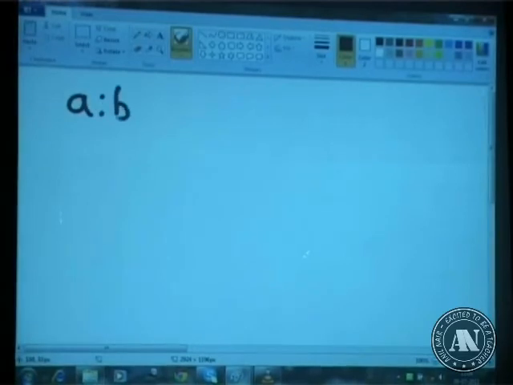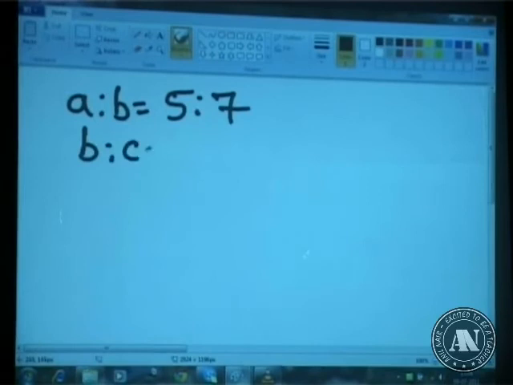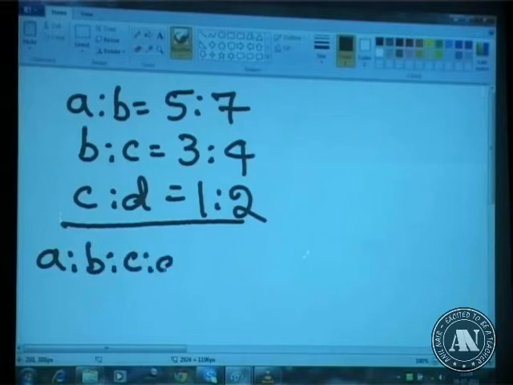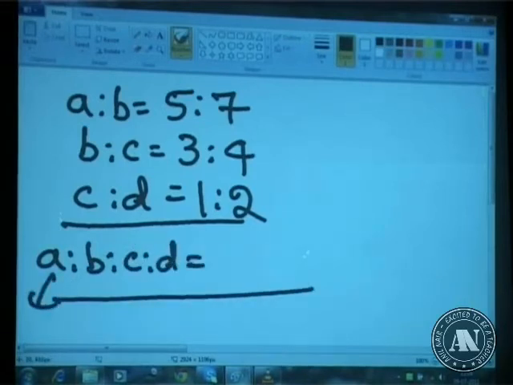A is to B is 5 is to 7. B is to C is 3 is to 4. C is to D is 1 is to 2. A is to B is to C is to D. Tell me what is A? 5 3s are 15, 15 1s are 15. What is D? 7 4s are 28, 28 2s are 56.